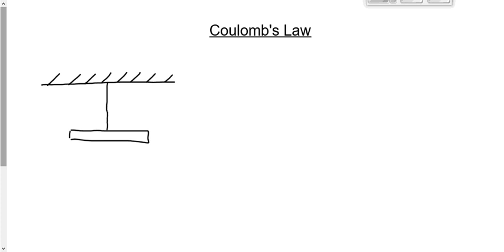Here's the setup. We have a string hanging from something, and on the end of that string we have a rod, and on the end of that rod we have two objects right here. One of those objects is charged. We'll call it Q1. The other one doesn't matter, it's just there for symmetry. Now we bring another object, Q2, nearby, and there's going to be a force of either attraction or repulsion between these two charges. It doesn't really matter which, because the attraction or repulsion is based on either opposite charges or like charges.